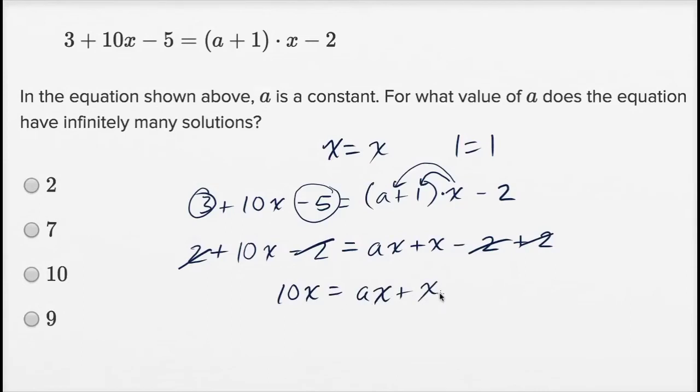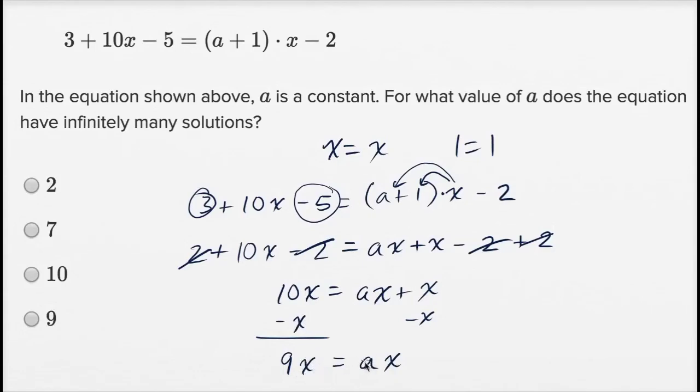Let's subtract x from both sides. On the left-hand side, I'm going to get 9x. On the right-hand side, I'm going to get ax. So how could I have an infinite number of solutions, an equation that's going to be true for any x?